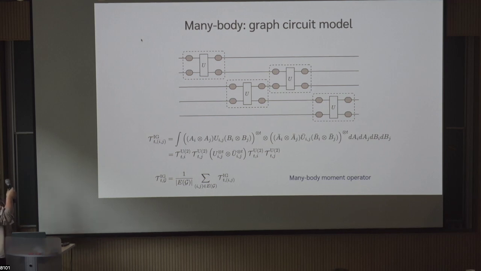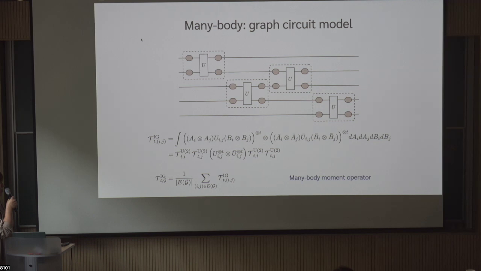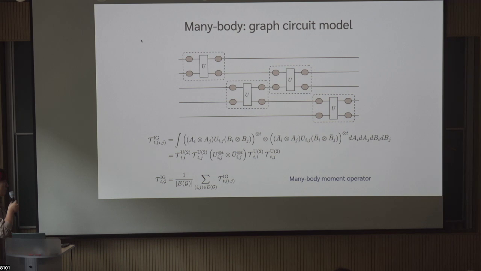Now in this many-body circuit, the global ensemble will look like this. Still, these U are fixed two-qubit gates, and these pink circles are single-qubit Haar random gates. Then the definitions just get modified, and this is the many-body moment operator. In order to analyze the convergence properties or efficiency, we look at this many-body version of the moment operator.